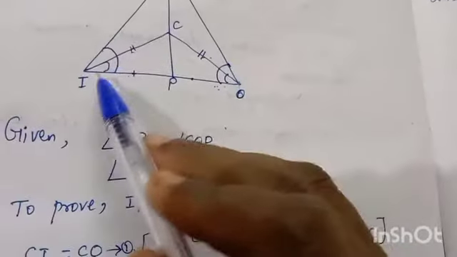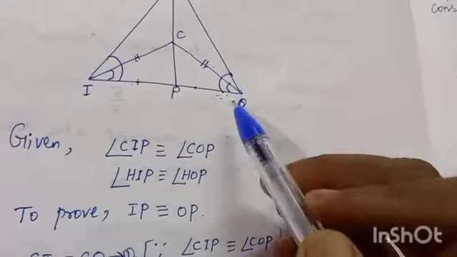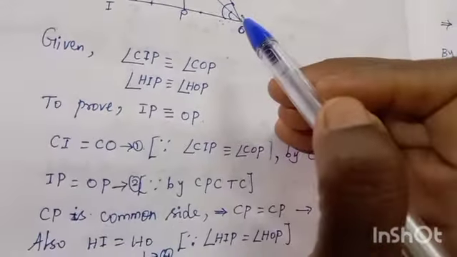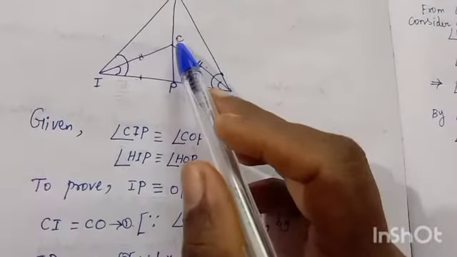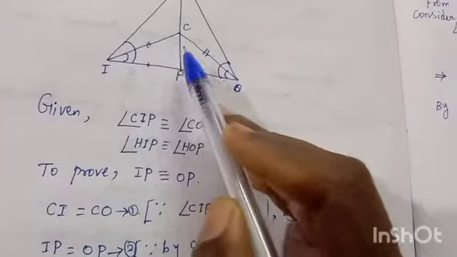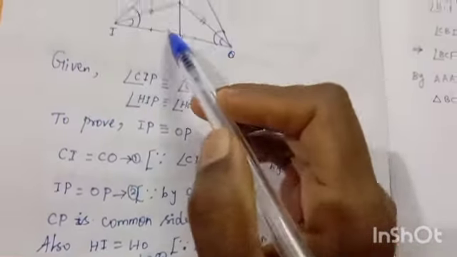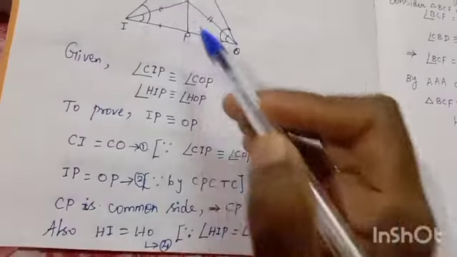Now you have to consider these two triangles, CPI and CPO. In these two triangles, CP is common. This side is common. For this triangle, one of the sides is CP. So CP is equal to CP.